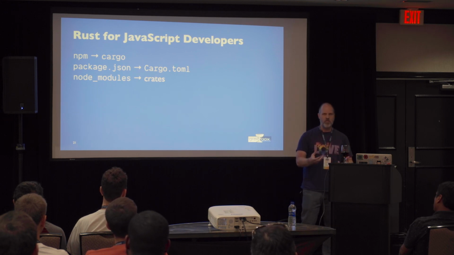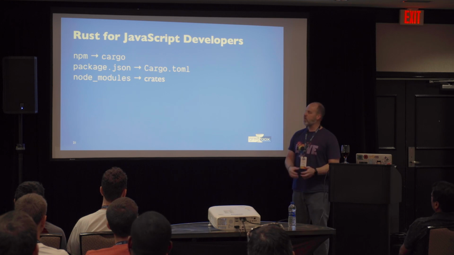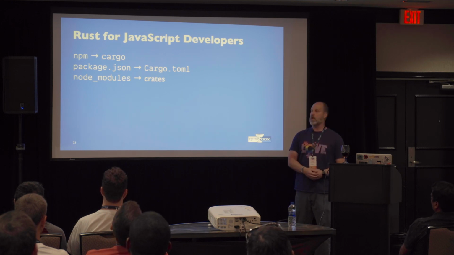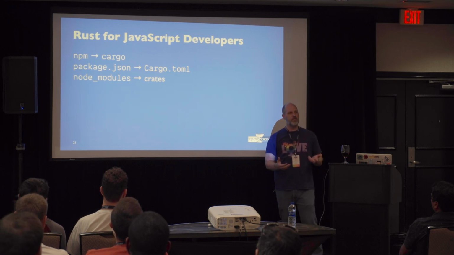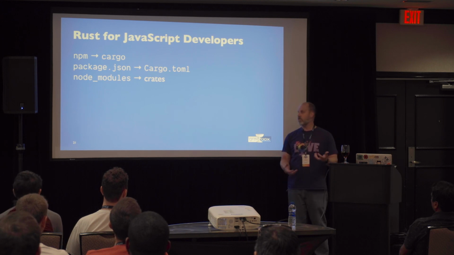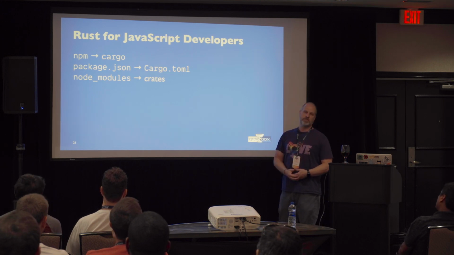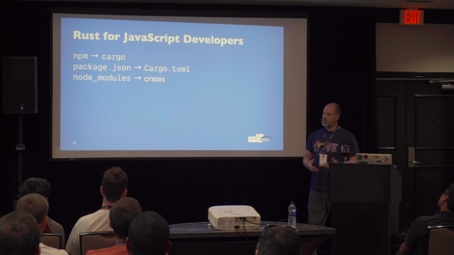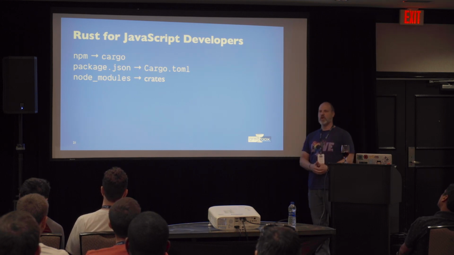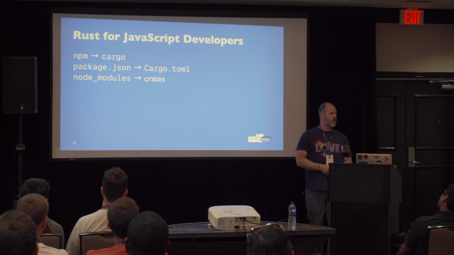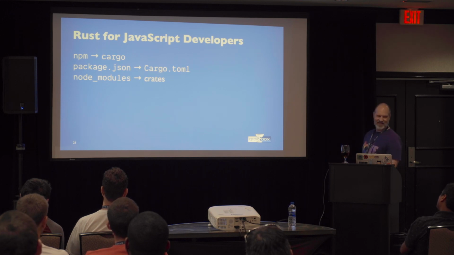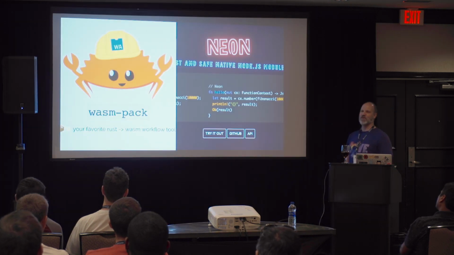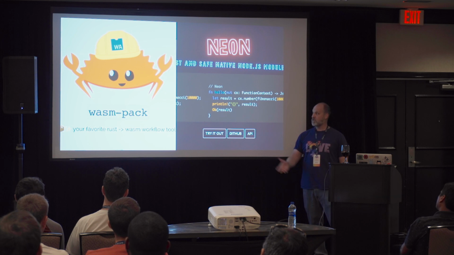Cargo is the tool you use to create projects, to add dependencies, everything, the same sorts of things that you use NPM for, you use Cargo for. Your package.json that contains metadata about your project, contains your dependencies and so forth, you have cargo.toml in the Rust world. And your node modules, you have crates. Third-party libraries are called crates. So that is your primer on Rust, and now you're all Rust developers. There we go, crustaceans. And that's a reference to the mascot for Rust, which is this crab.